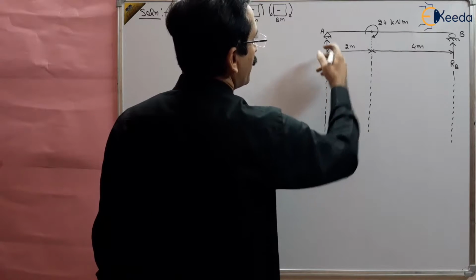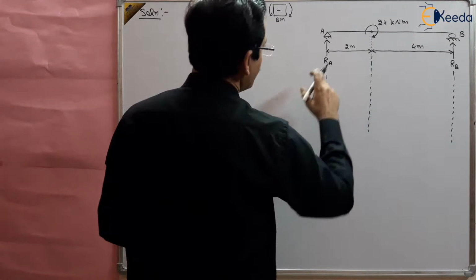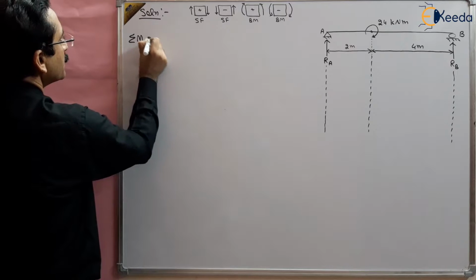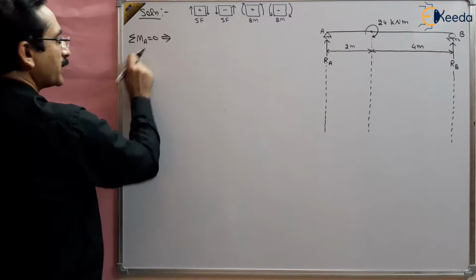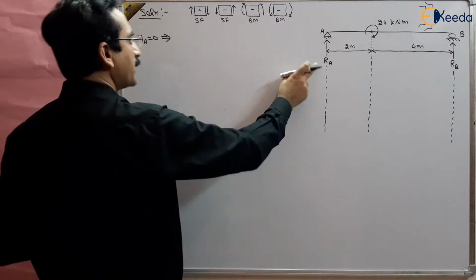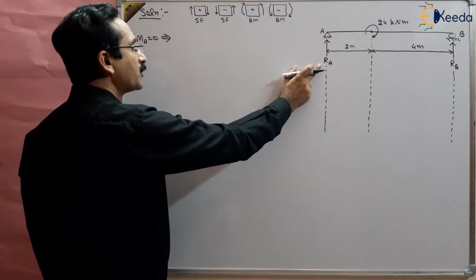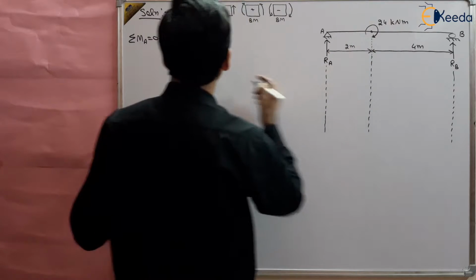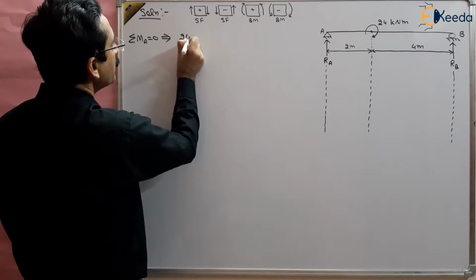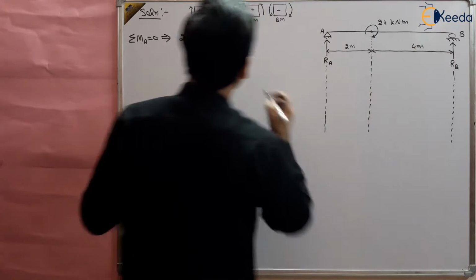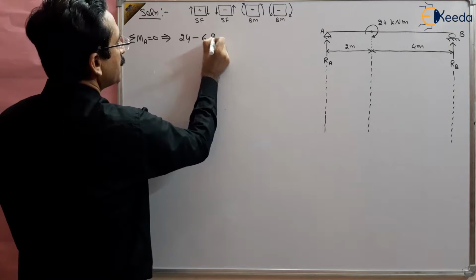take the moment of all the forces about A. So sigma MA will be equal to 0. Let us take clockwise as positive and anti-clockwise as negative. RA doesn't have any moment about A because it is passing through A itself. This is clockwise, take positive, so 24 kilonewton meter, and this is negative, RB multiplied by the distance 6. So this is minus 6 RB.